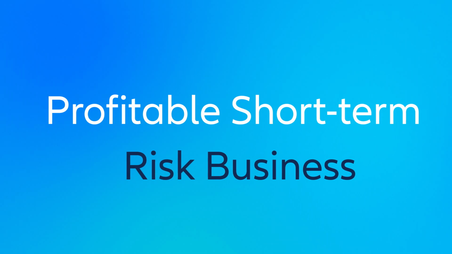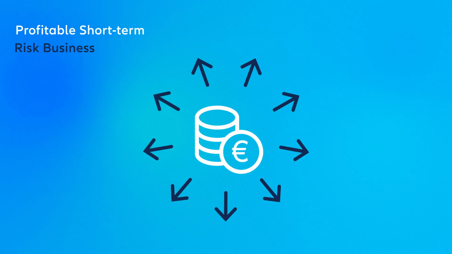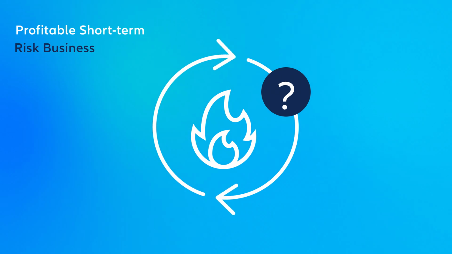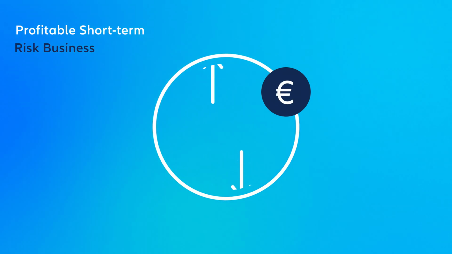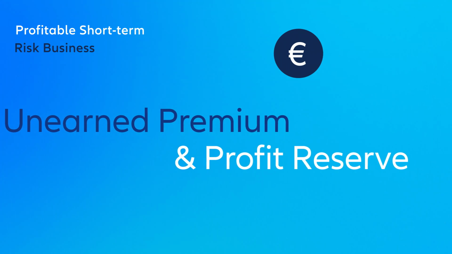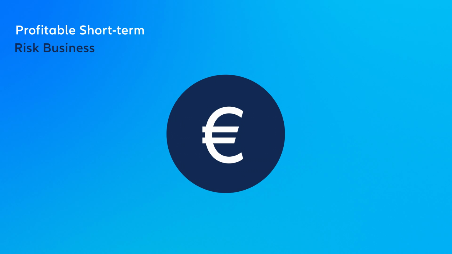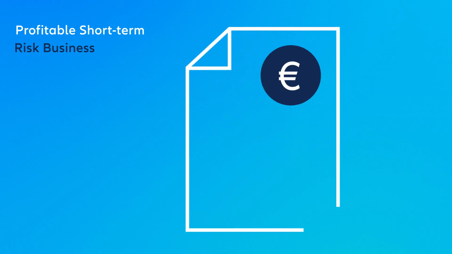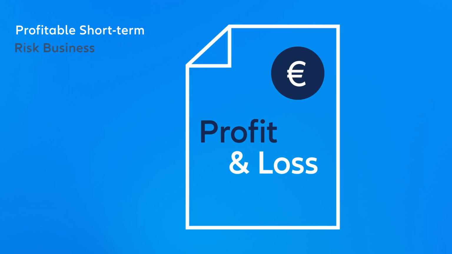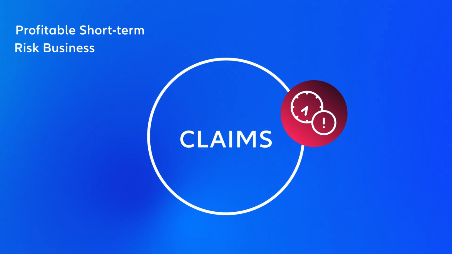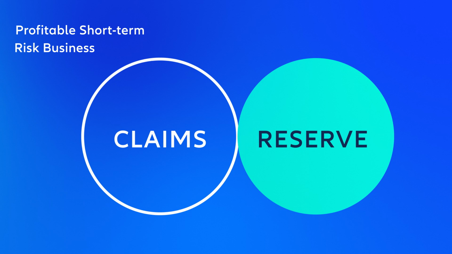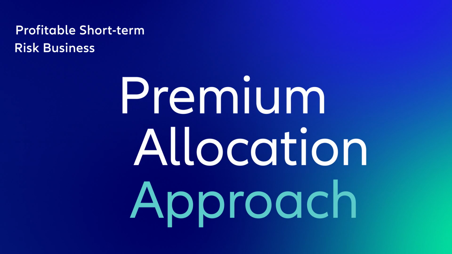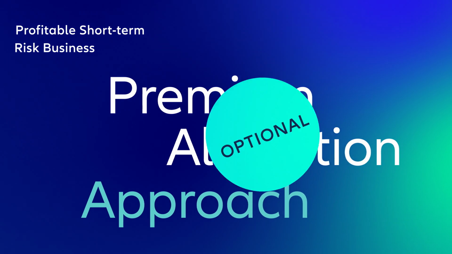Profitable short-term risk business with sufficient pricing margins in the premiums does not require a sophisticated method to estimate future insurance events and premiums to determine an adequate earnings and release pattern for the unearned premium and profit reserve. Instead, the premium can be released during the short period in which the occurred damage must be covered. The resulting gain or loss is shown in the profit and loss statement. Where claims are not settled immediately, a claims reserve is estimated and booked in line with the measurement principles. This approach is called the premium allocation approach. The use of this shortcut is optional.